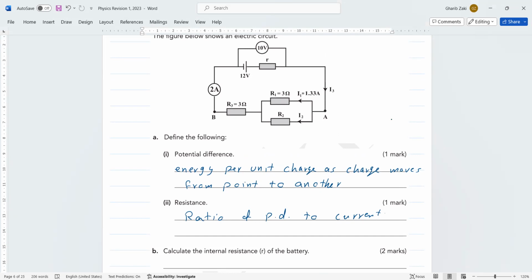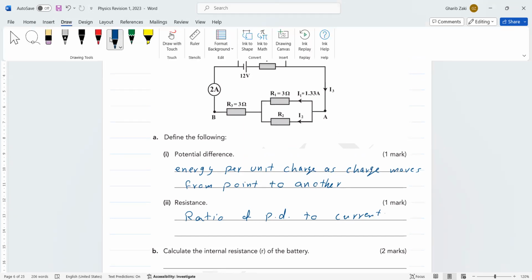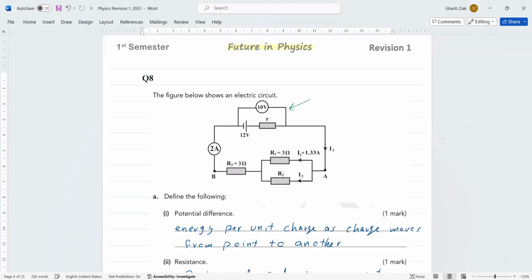What is the formula that we can use here? First of all, we have to check the givens. What are the givens in this part for the internal resistance? 10 is the external voltage, or the terminal voltage. It's 10 volt. And the 12 volt is the EMF. And also the current in the circuit is 2 ampere. From those three givens, we can get the internal resistance.